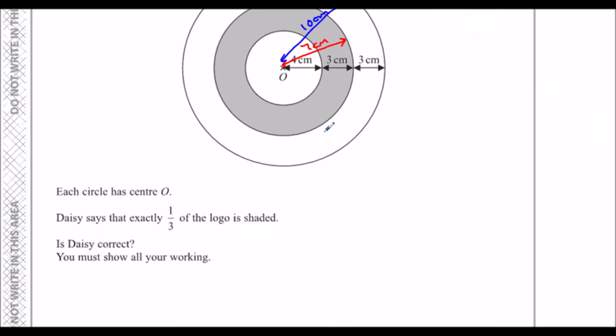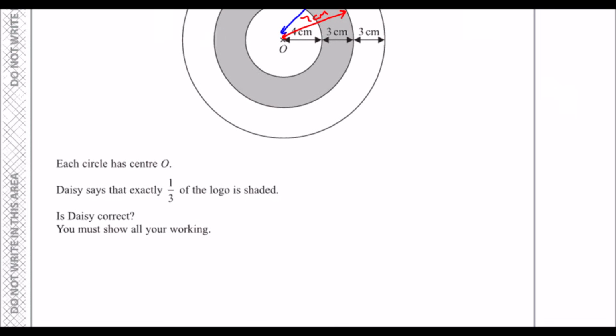Each circle has center O. Daisy says that exactly 1/3 of the logo is shaded. Is Daisy correct? So we need to work out the shaded area and the total area and then express it as a fraction.